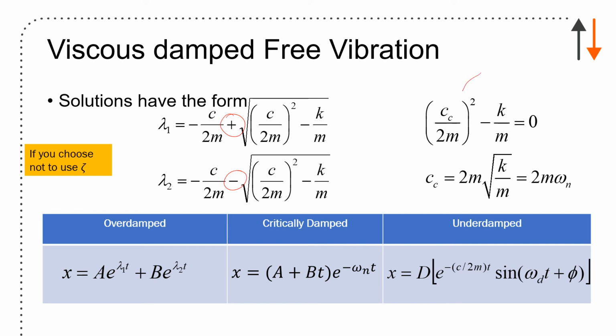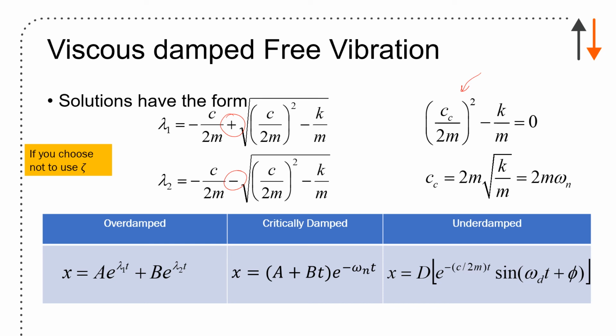The term underneath the square root is really important. (c critical over 2m) squared minus k over m equals 0 is critical damping. And this is this case down here. If you don't have critical damping, you can calculate critical damping as 2m times the natural frequency. If you have overdamped, you have a e to the lambda 1 t plus b e to the lambda 2 t. There's two solutions to this. In critically damped, you have x equals a plus bt, times e to the minus omega n t.